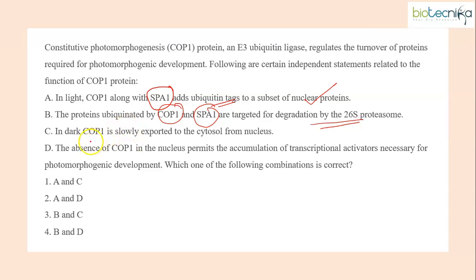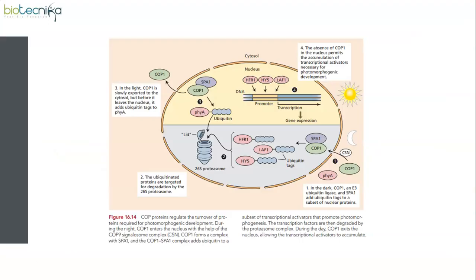In the dark phase, COP1 is slowly exported to the cytosol from the nucleus. The absence of COP1 in the nucleus permits the accumulation of transcriptional activators that are necessary for photomorphogenic development. Here also you need to identify the correct combination of statements. So the correct combination of statements is statement B and statement D. Now you need to understand what the signaling pathway is and how it is related to light and dark conditions. This is the image for that.